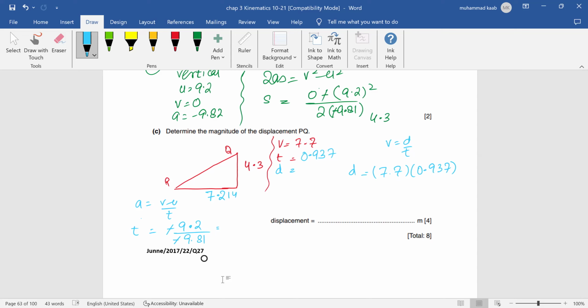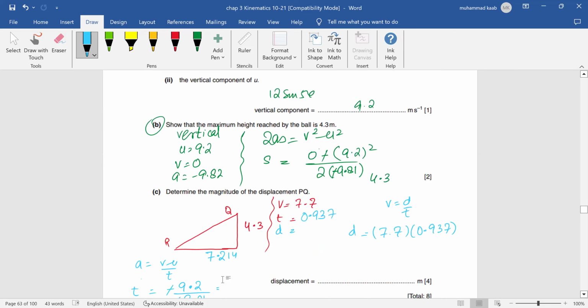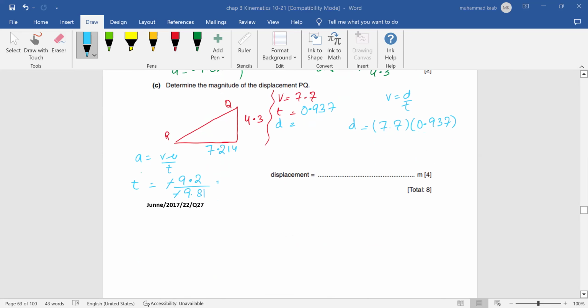Yes, how much are you getting? Come on, you are taking too long. What do we have to square? Look, we are interested in the hypotenuse, right? PQ. So you have to square 4.3 and you have to square 7.2, right? And this will be equal to the square of PQ. Then just root the whole thing.